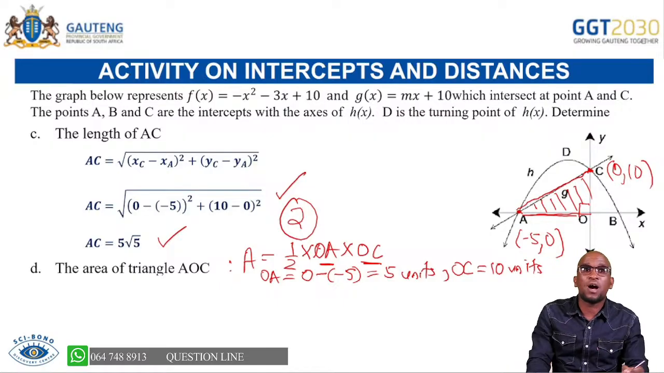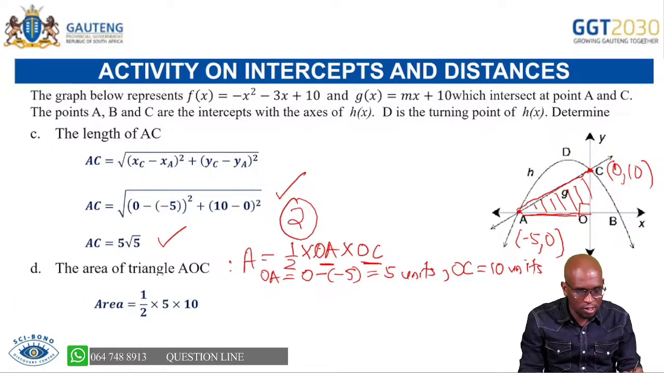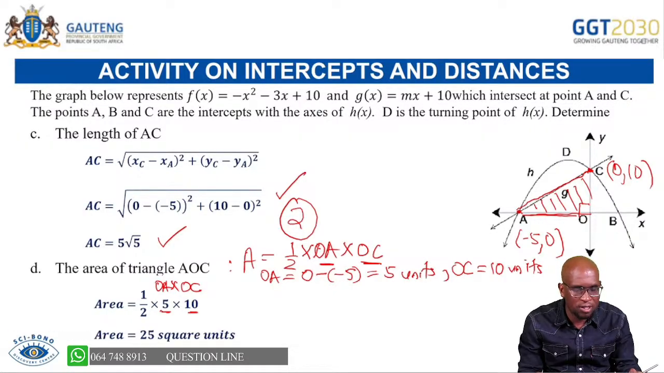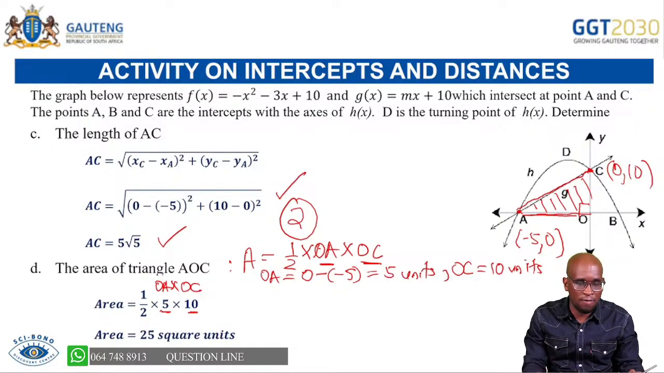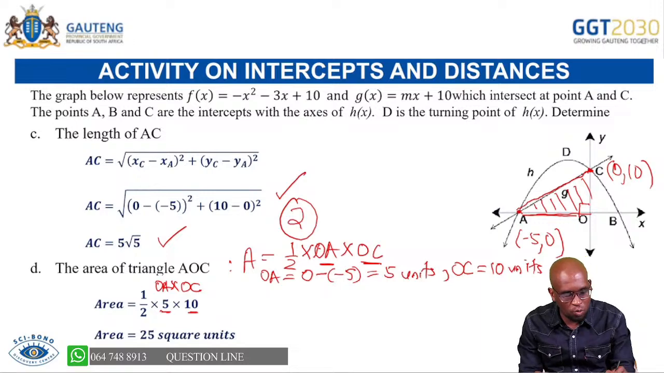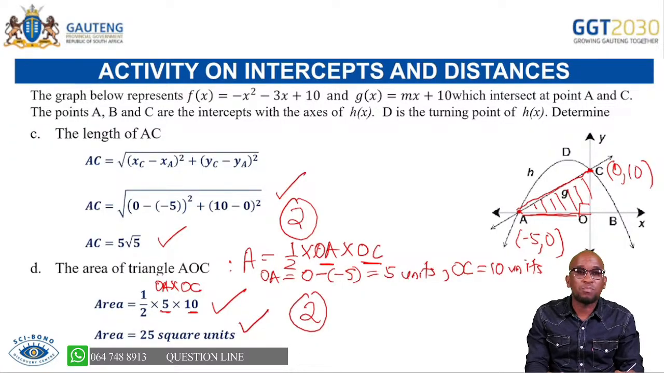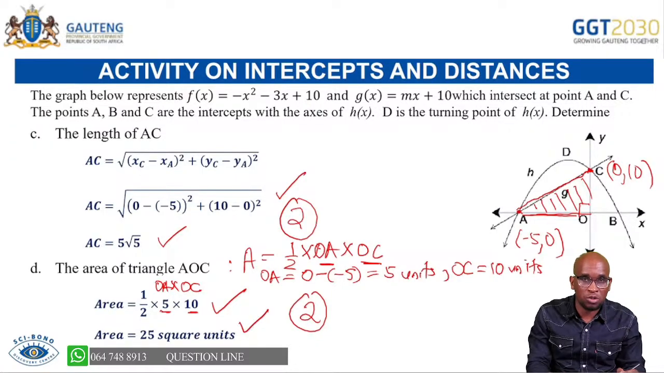So in order for us to simplify that, let's check now. It's half times OA, which is 5 units, and then OC, which is 10 units. So to simplify that, we get that the area is 25 square units. So the area of that triangle is 25 square units. So for that substitution and answer, you get your 2 marks. So that would conclude the problem that we had to solve there.